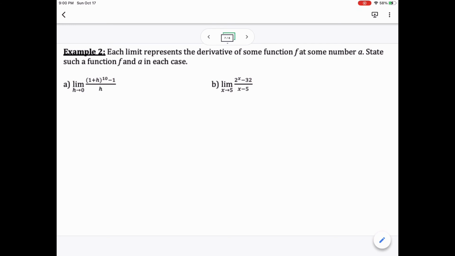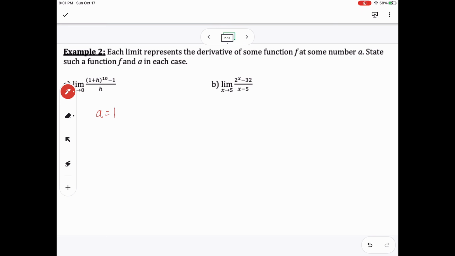Okay. Example 2 wants us to be able to find the limit of the derivative of some function f at some number a. They just want us to state the function f and a for each of the examples. So here, I want to look at these and first determine which formula they're talking about. For letter A, it is h approaching 0. So that bottom should give away that you're talking about the second formula. And so here, 1 is actually our a.